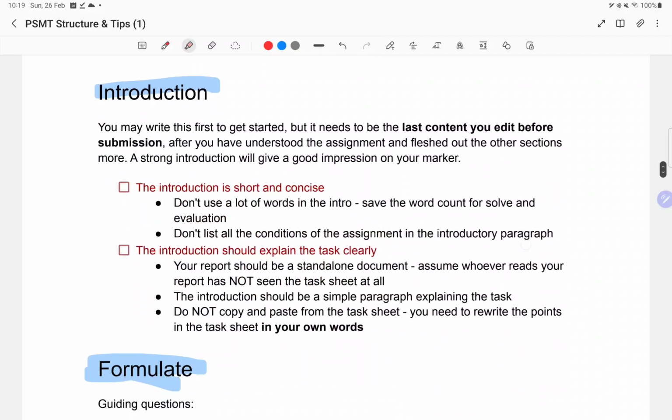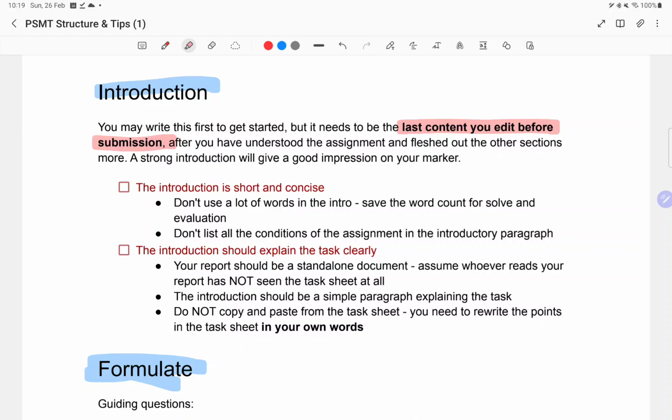But assume they don't. Okay, now moving on to the actual structure of the assignment. So for the introduction, you may write this first to get started, but it needs to be the last content you edit. Normally I tell my students, if you're so overwhelmed by the assignment, you go start with the introduction, but you do not start with the introduction. You start with the formulate and the solve. The introduction is something people read first, but it's something that you write last.